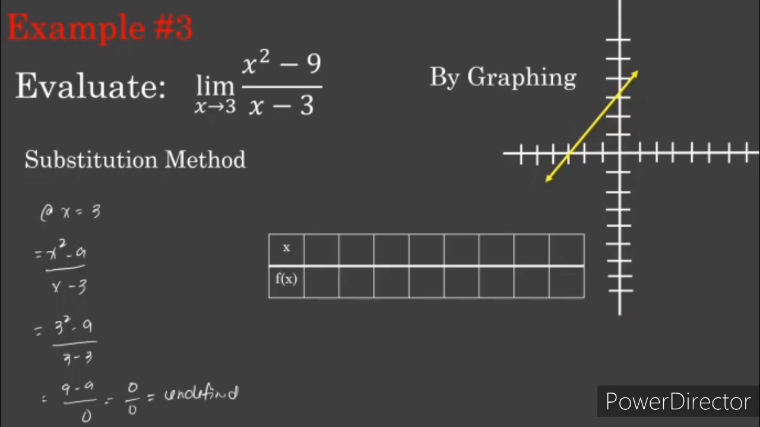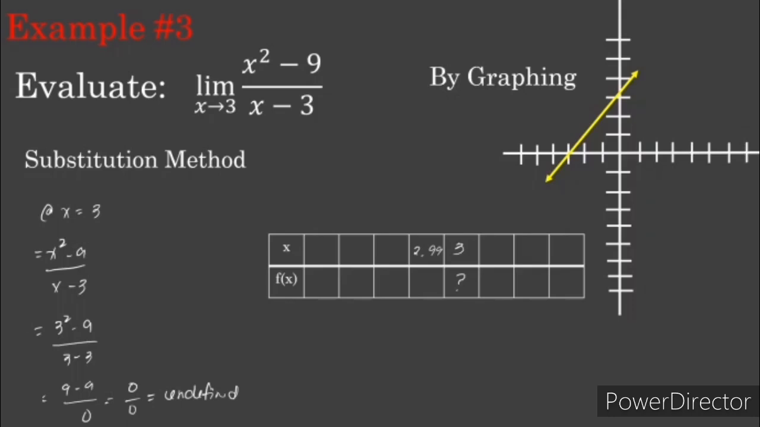So, lagay natin dito 1, 2, 3, 4, 5. Lagay natin dito yung 3. Maglalagay ako dito ng mga value ni x. Kanina, dito yung 3 para malaman natin kung ano yung magiging value nitong function as yung value ng x ay nag-a-approach kay 3.